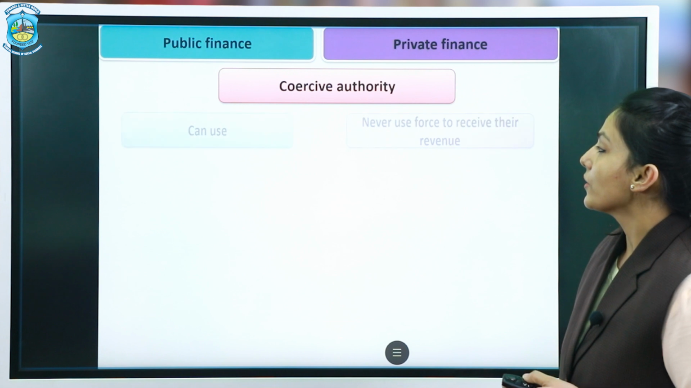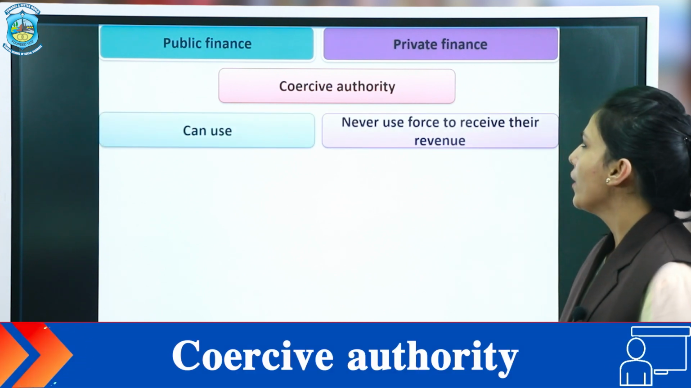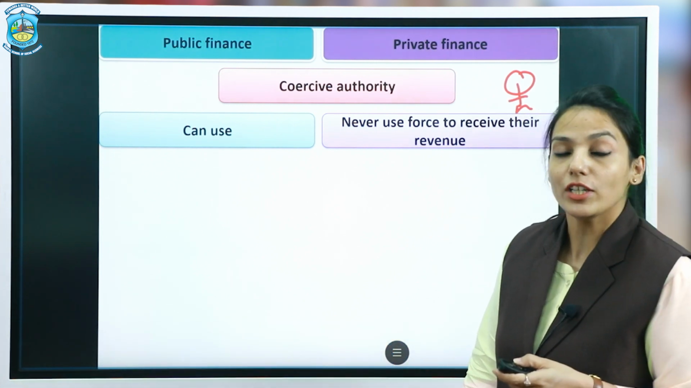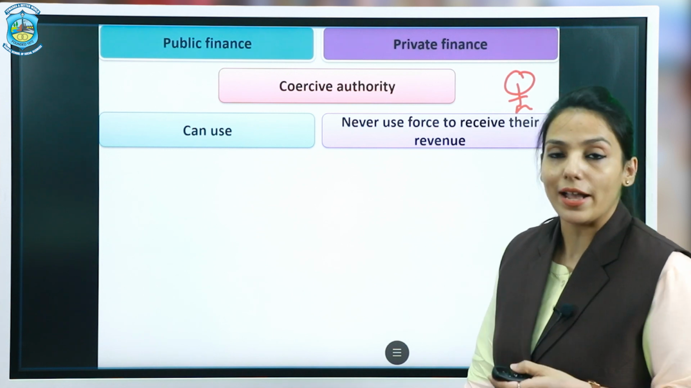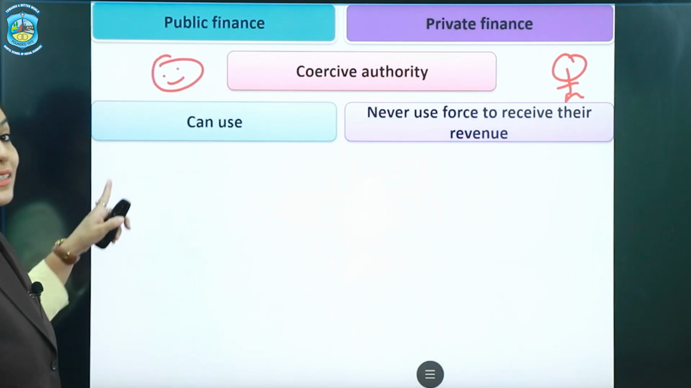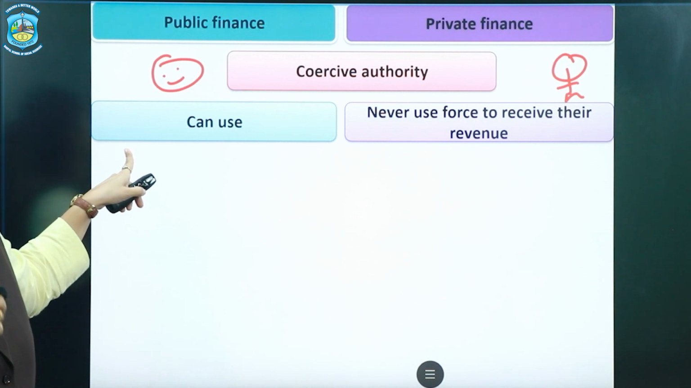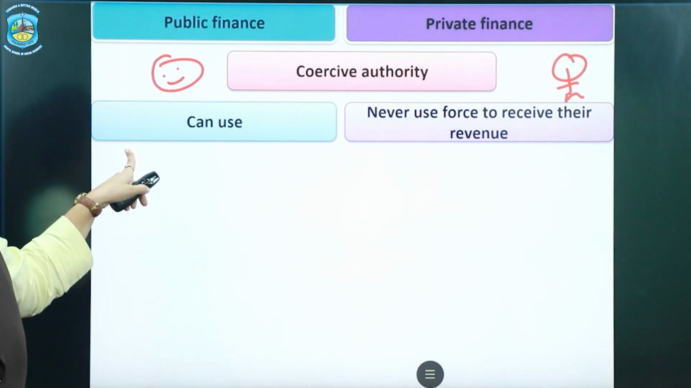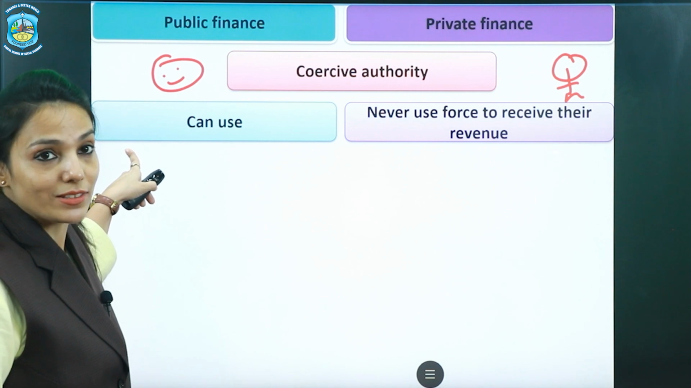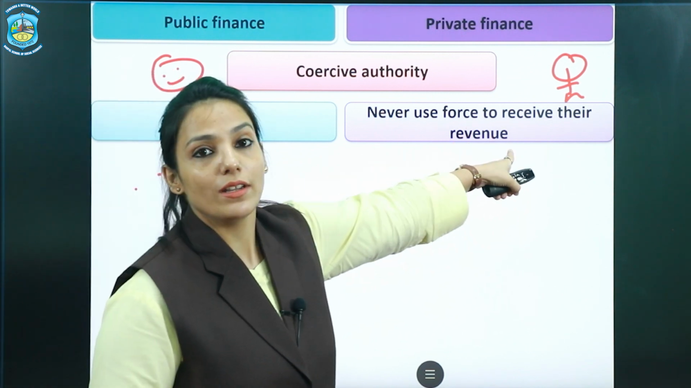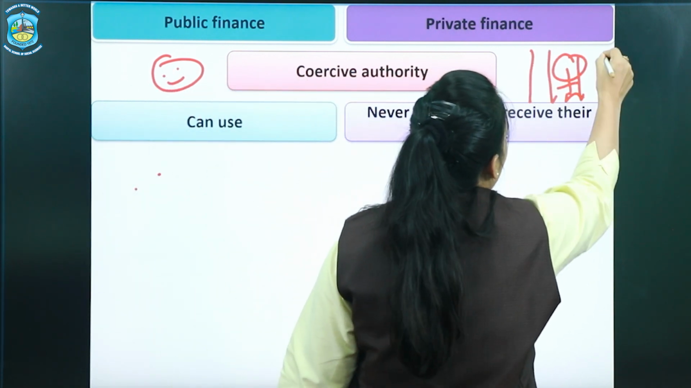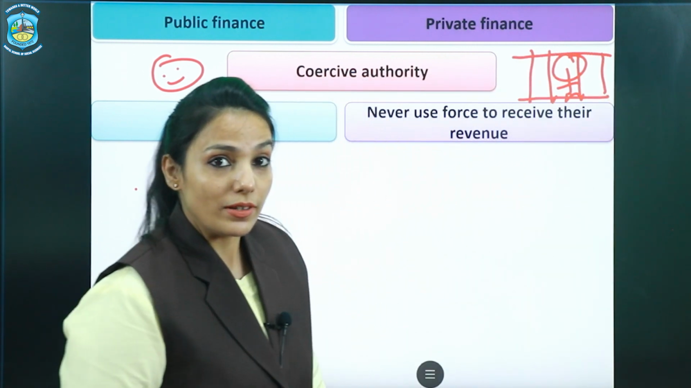Now, next is coercive authority. Individuals cannot use coercive authority to generate revenue or take back their money. But government can do. They can use coercive authority in terms of increase in taxes, payment of taxes. They can take measures to ensure that people pay taxes. But the same cannot be done by individuals. Otherwise, these individuals will land themselves in trouble.